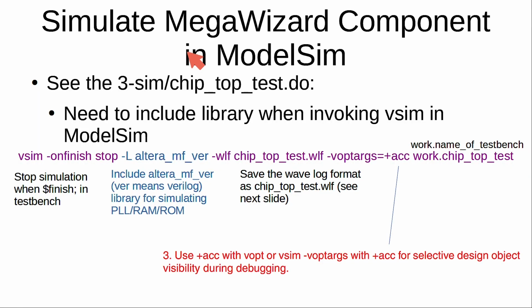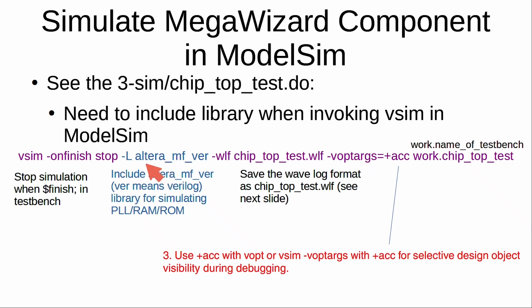Now let's take a closer look at the provided .do script. You will see that to simulate the Mega Wizard component in ModelSim, I'm using this command. Basically, this command is to start the vsim with the option to stop when the simulation encounters this finish command in the test bench.